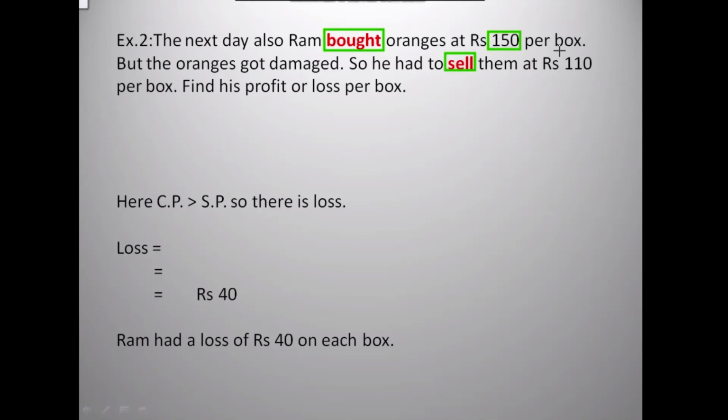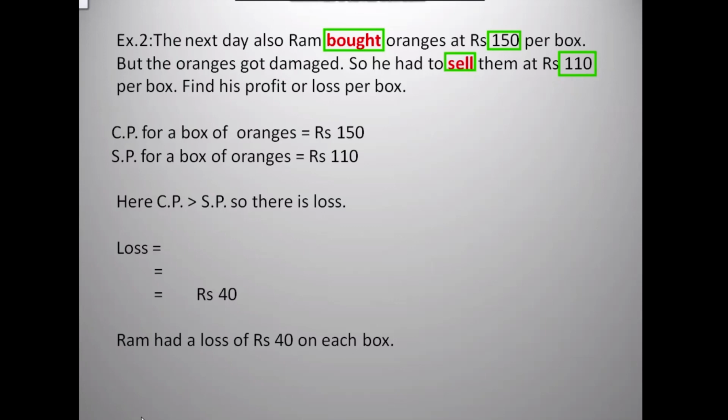Sale means selling price. The selling price of oranges is rupees 110. Now we will write here the statements: cost price of a box of oranges rupees 150 and selling price for a box of oranges, that is rupees 110. Now you can see here cost price is greater than SP, selling price. So there is loss. Loss is nothing but the difference between cost price and selling price.